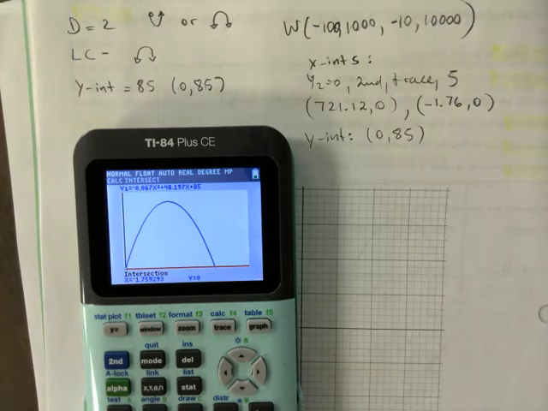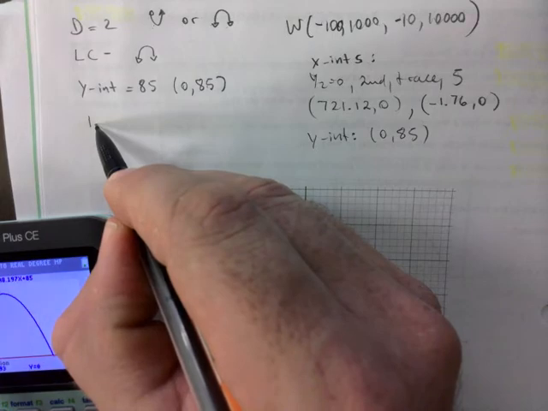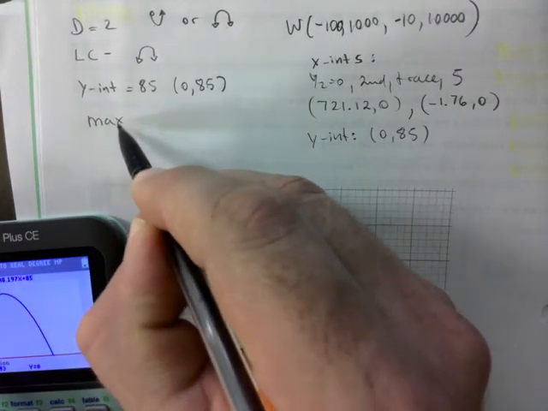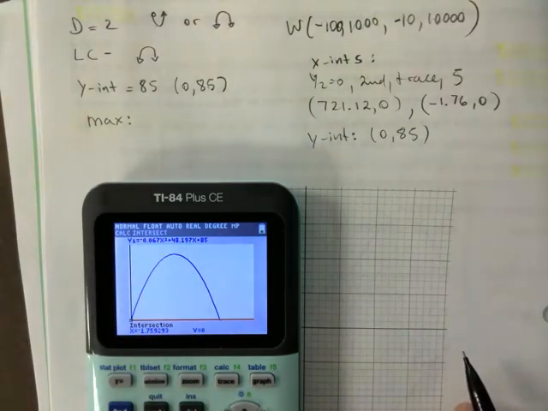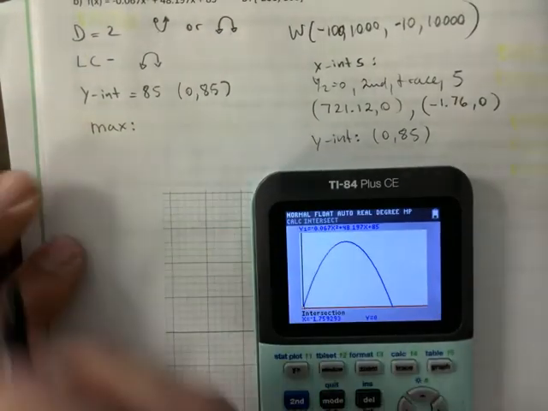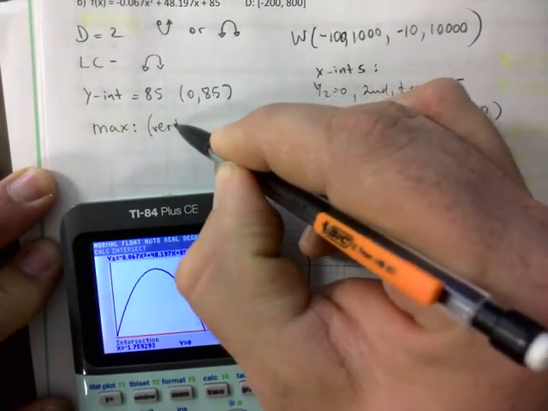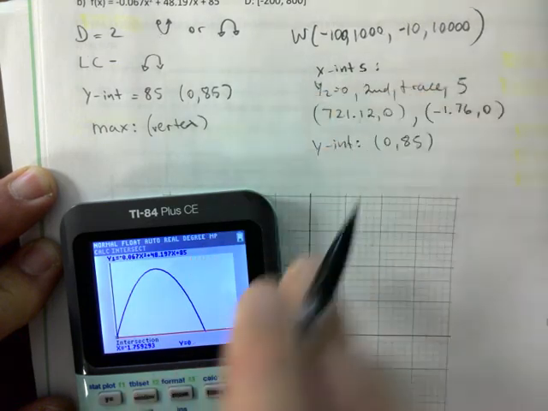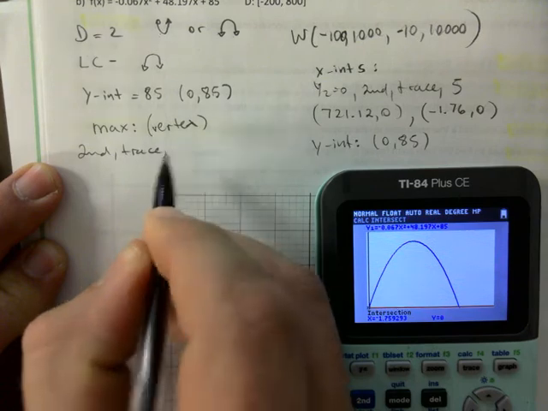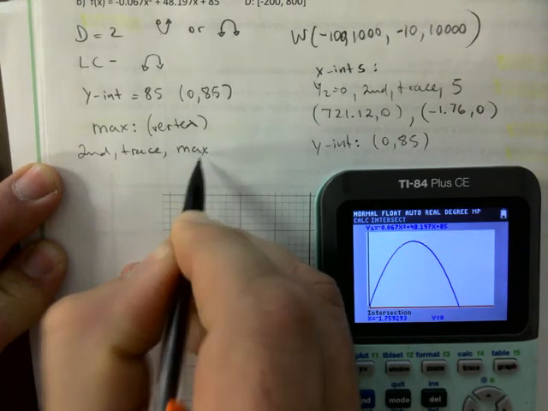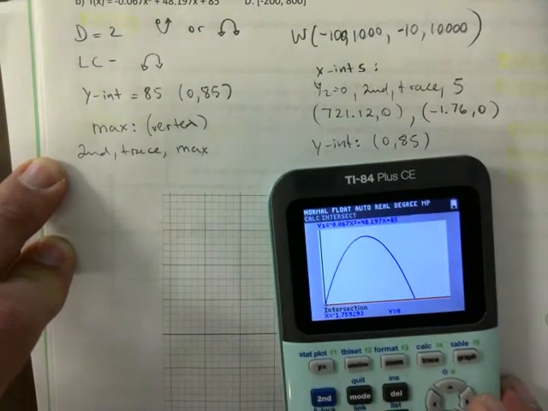But you have a turn. We call that max, right? There's a max there. In this case, there's a high point. There's that peak. So you guessed it. We call it the vertex for a parabola. And we're going to go second, trace, max. Don't use min if it is a max. It's still going to try to find it, but it's going to be the wrong answer.